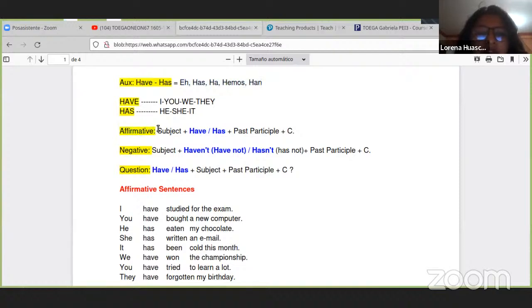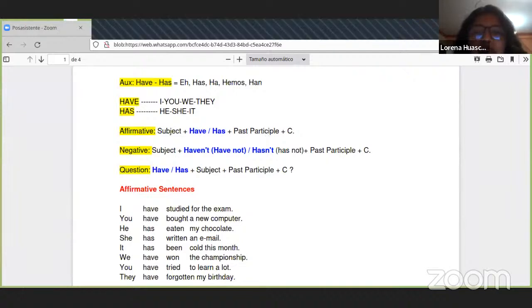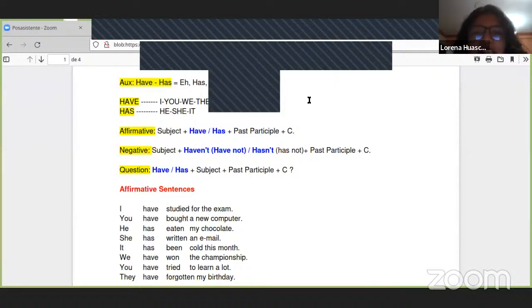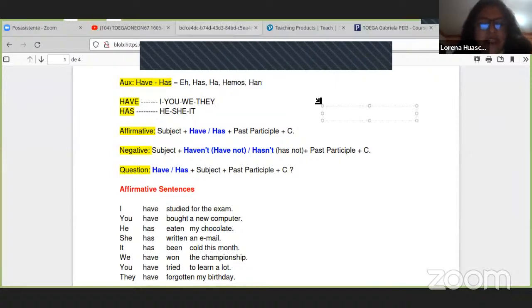I have this affirmative way: the subject, have or has depending on the subject I am using, and always the verb in past participle. The verb in past participle, for example, if we say the verb in base form, it is like go. What happened?